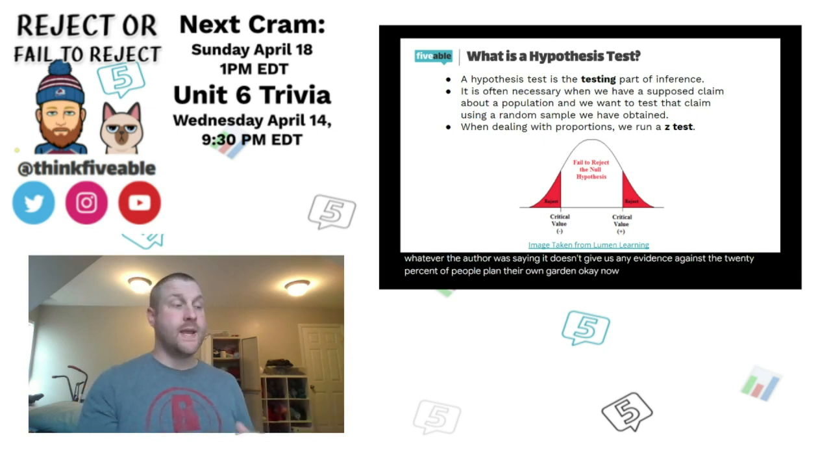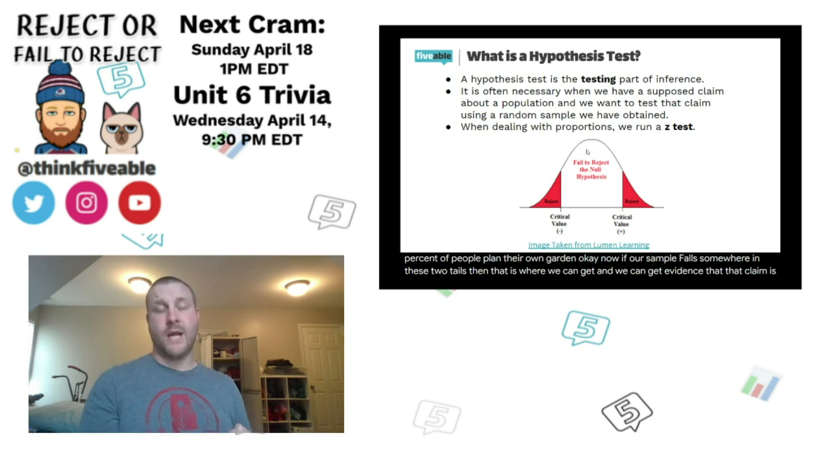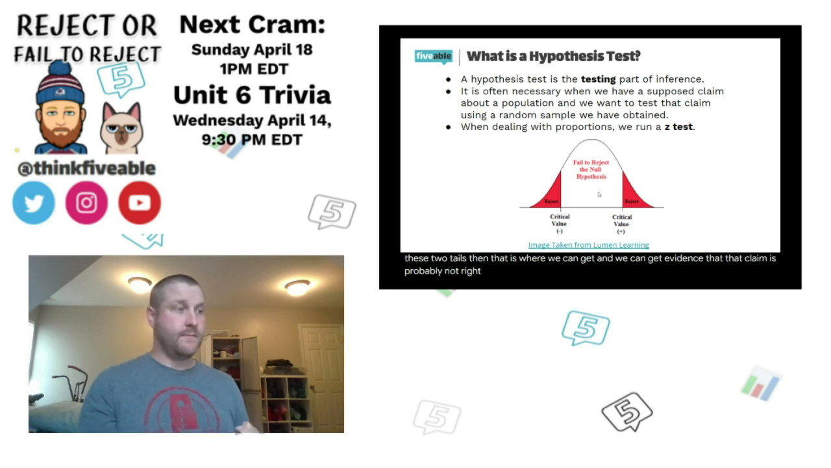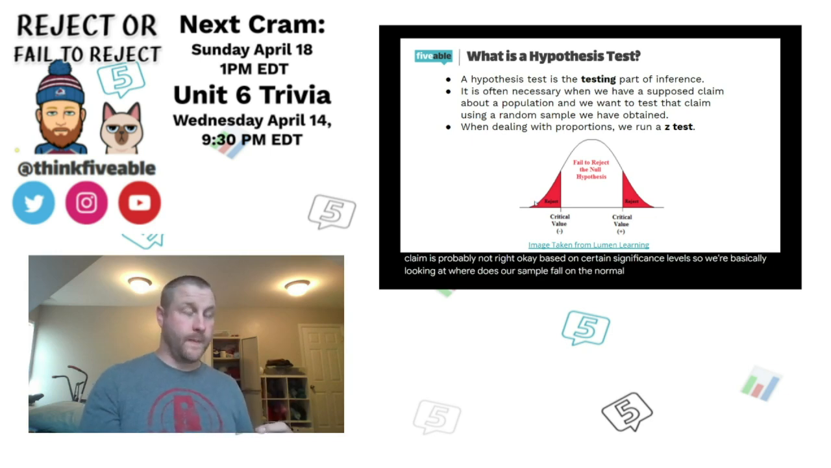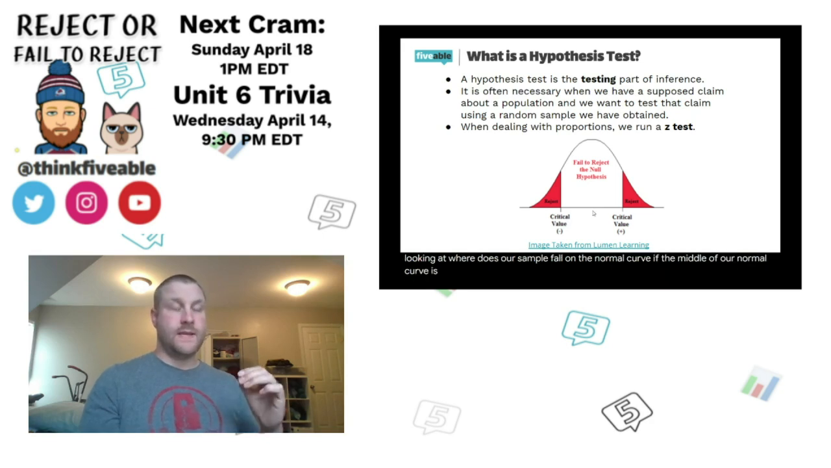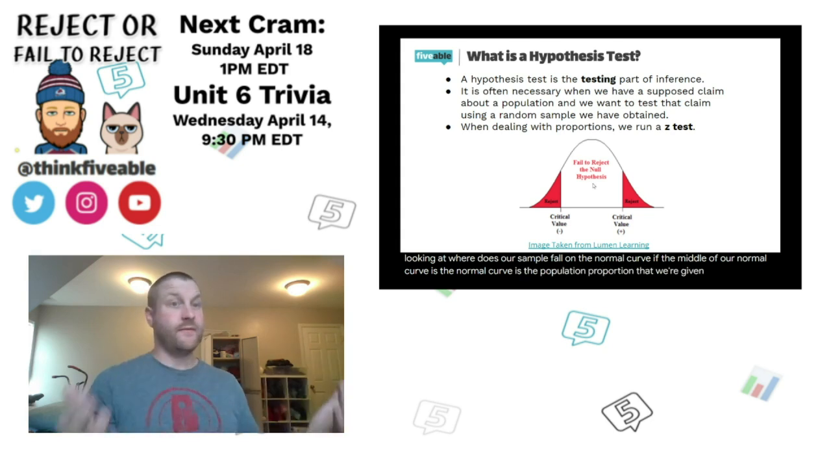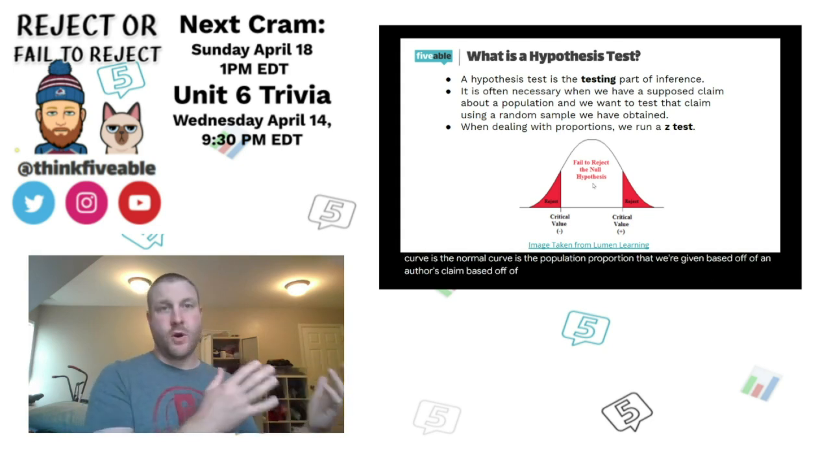Now, if our sample falls somewhere in these two tails, then that is where we can get evidence that that claim is probably not right, based on certain significance levels. So we're basically looking at where does our sample fall on the normal curve if the middle of our normal curve is the population proportion that we're given based off of an author's claim, based off of an article maybe.